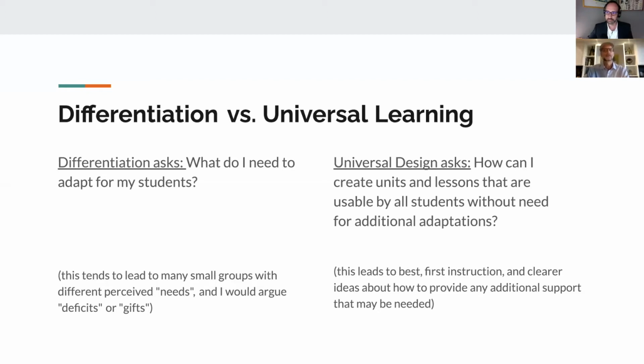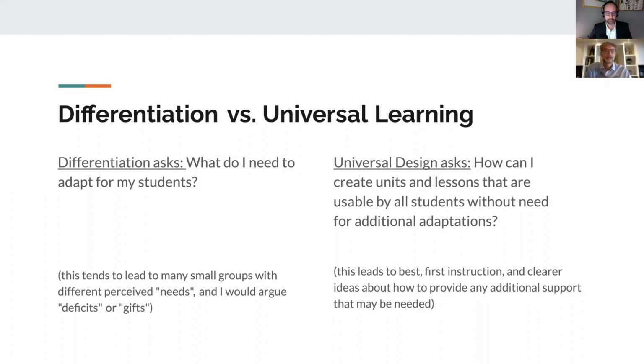I want to go to what questions we might ask as educators, as teachers, when we think about how we design our instruction. So one of the things we might ask ourselves when we think of the differentiation lens is, what do I need to adapt for my students? So this could lead to, doesn't always, but it could lead to lots of small groups. It's like, what do I need to adapt for my students? You might have, this group needs this, this group needs this, this group needs this.